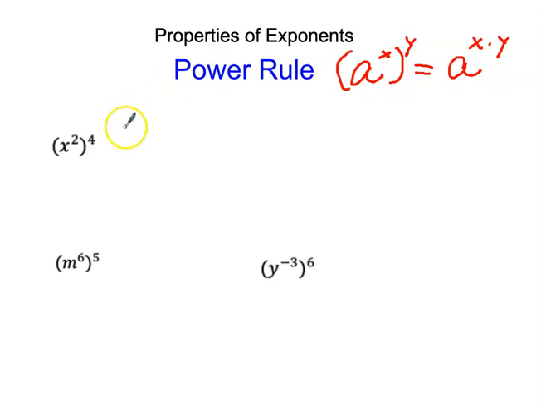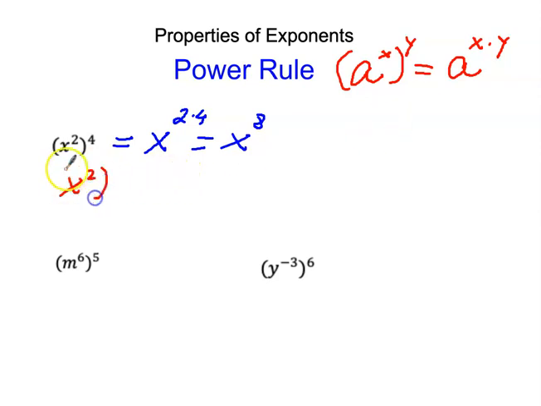So let's look at the first problem. We have x squared raised to the fourth power. So I'm gonna write x, but I'm gonna multiply the exponents, which equals x to the 8th power. The most common mistake students make, please don't do that. Do not write this problem as x to the 6th power. We are not adding, okay? So that's a no. 2 times 4 is 8. We are not adding the exponents.